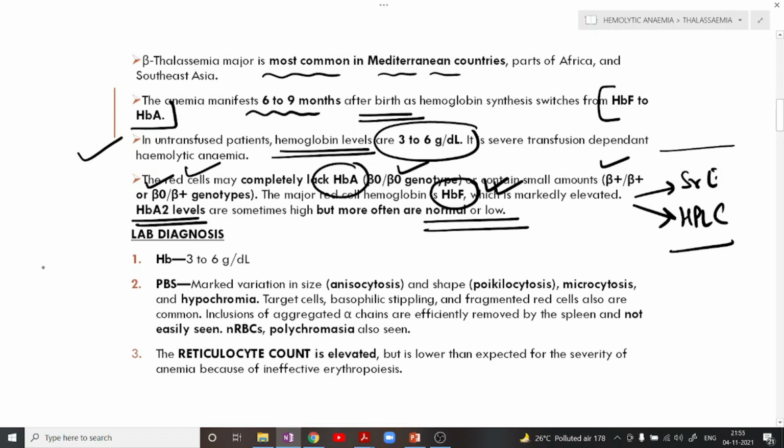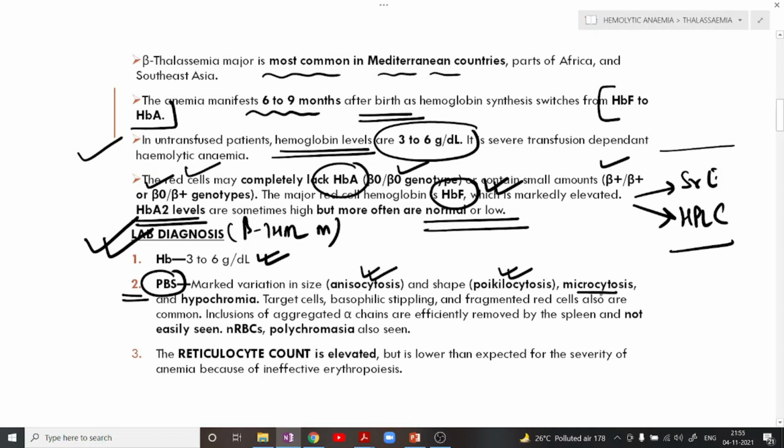So let us look at the lab diagnosis of beta thalassemia major. This is a must in every question relating to hematology. First, the hemoglobin we have seen is in the range of 3 to 6 grams per deciliter. Now if you look at the peripheral blood smear, we see a marked variation in the size and shape of RBCs with anisocytosis and poikilocytosis.